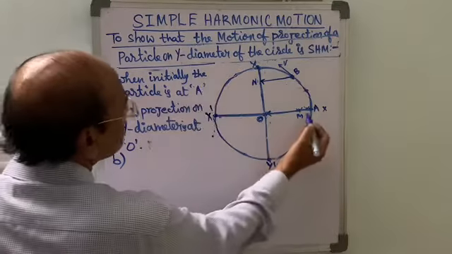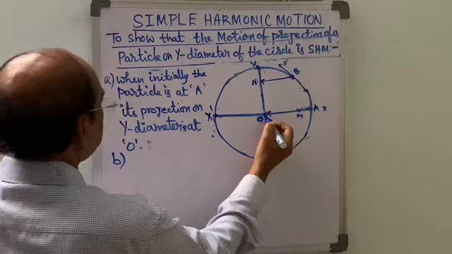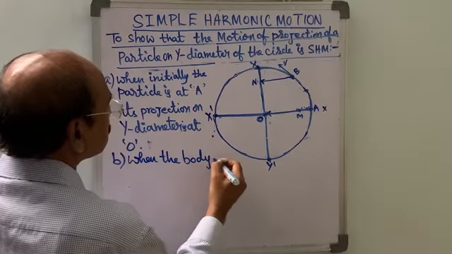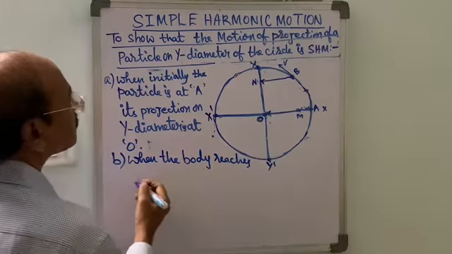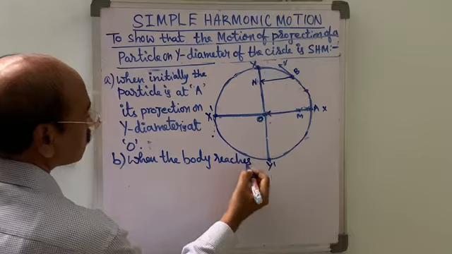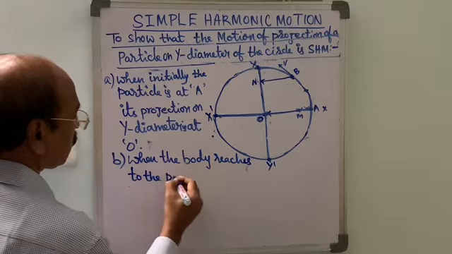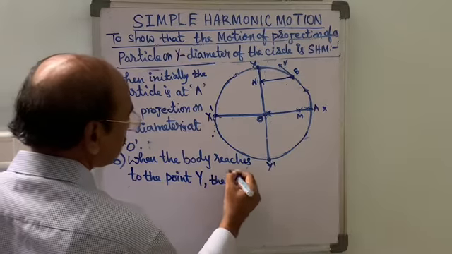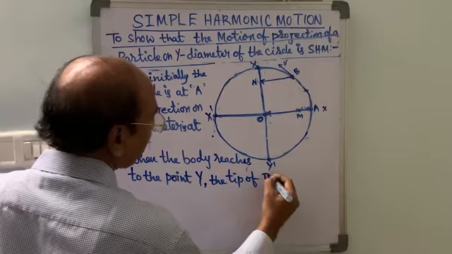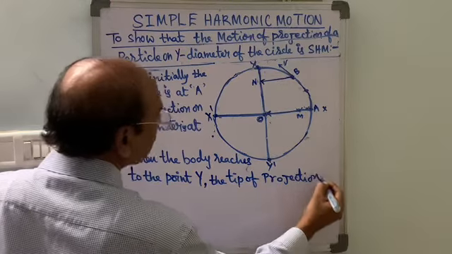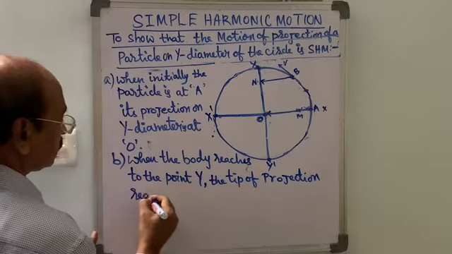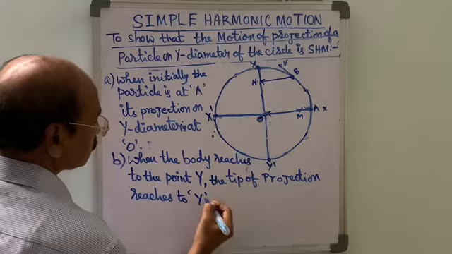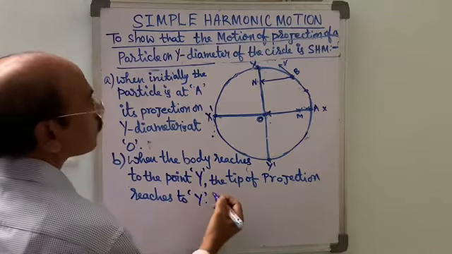So when the body is initially at A, its projection on the Y diameter is at O. Next, when the body reaches point Y on the vertical Y diameter, then the tip of the projection reaches Y.